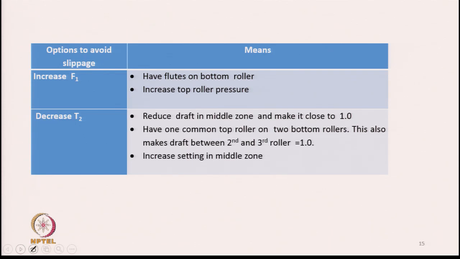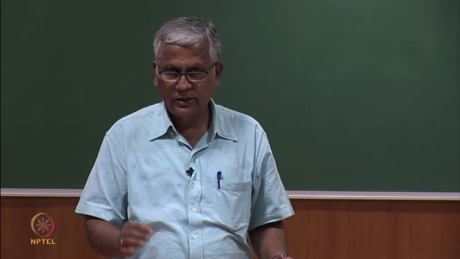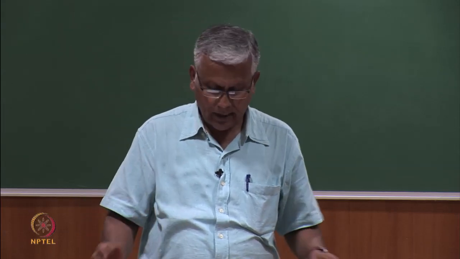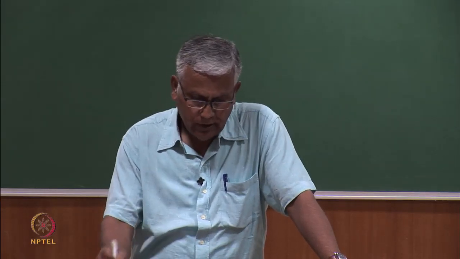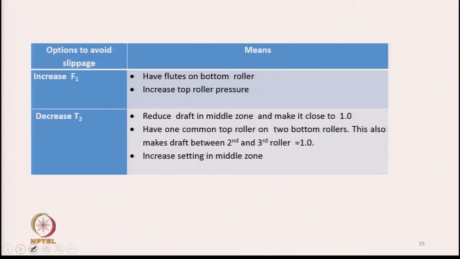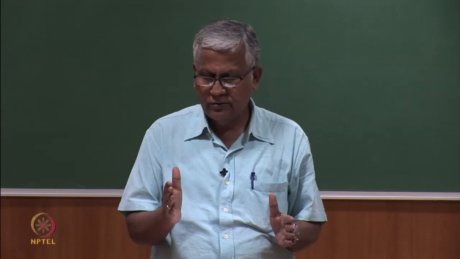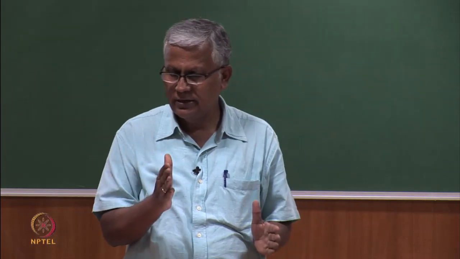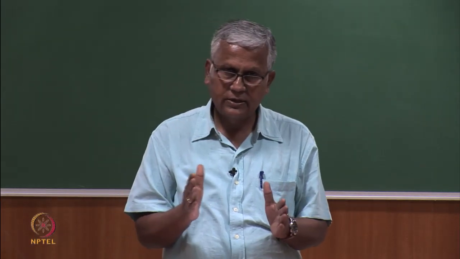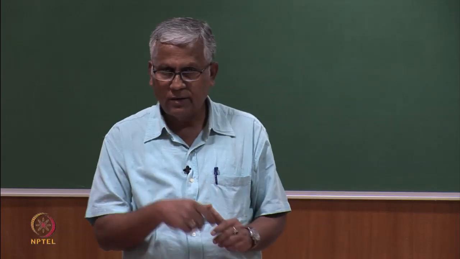That is what has been done, and we have to go for flutes on bottom rollers, where flute design also matters: the flute pitch, the depth, the land area, all this will matter. The other thing is, we decrease T2. How to reduce T2? Reduce draft in the middle zone and make it close to 1. We have seen that if the draft we are working at is less than the draft where we find the peak, generally a draft of 1.2, 1.4, 1.7, this is the range, then this draft is in region 1 of the drafting force curve.